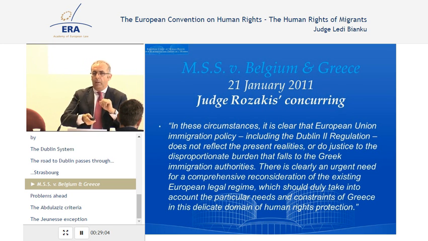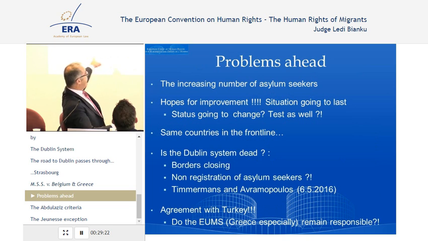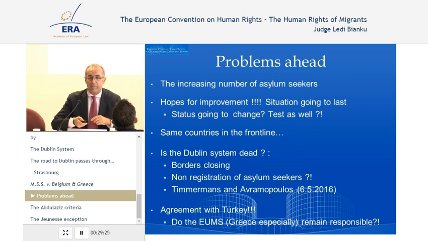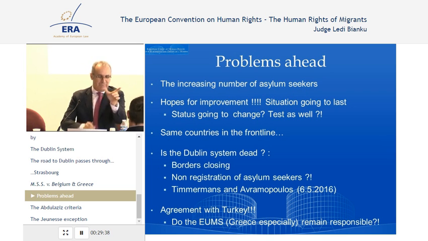So Judge Rozakis invited, in 2010, published in January 2011, a review of the system. We had only this May two commissioners, the Vice President Timmermans and Avramopoulos. Timmermans said the Dublin system is like Jon Snow in Game of Thrones. I haven't seen Game of Thrones, but this summer I have to see it to figure out the metaphor.